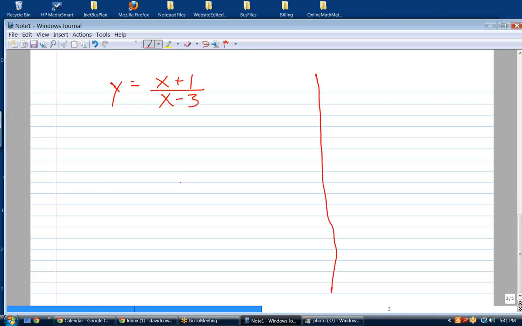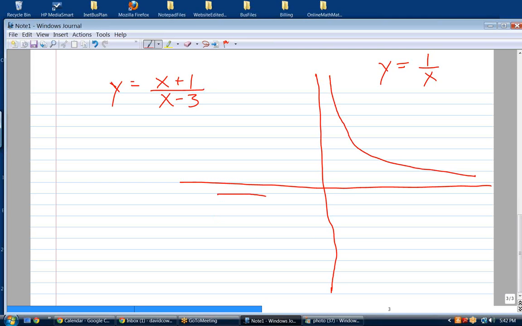Okay. So, what kind of a graph will this look like? What's it called? This is called a hyperbolic graph? Hyperbolic. Uh-huh. In other words, the parent function is y equals 1 over x, which graphs like this. Those are hyperbolas.